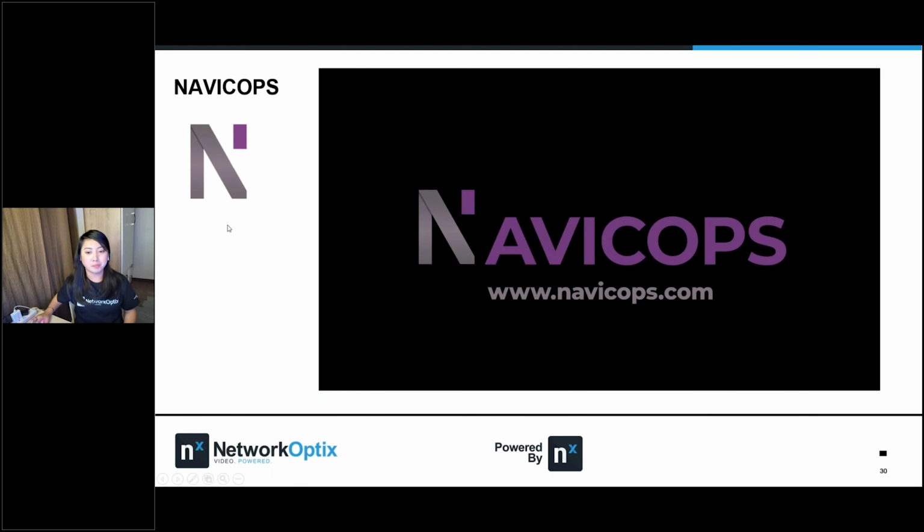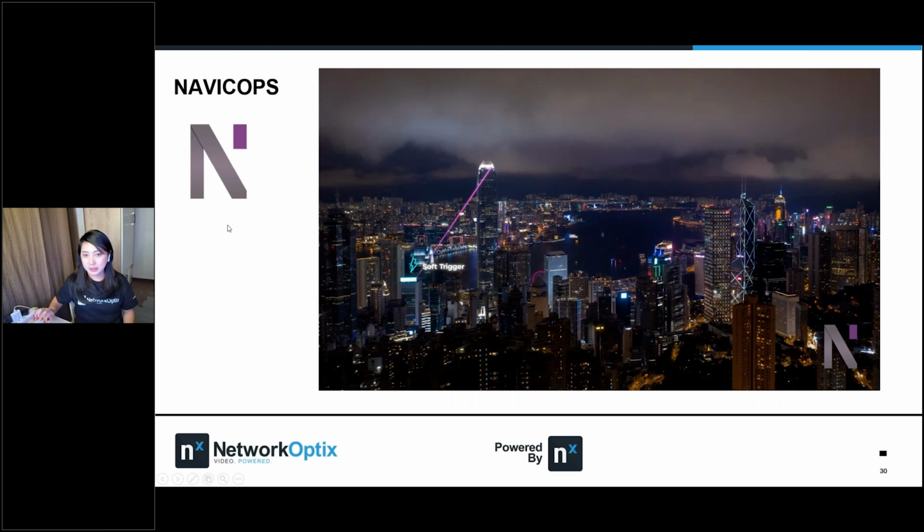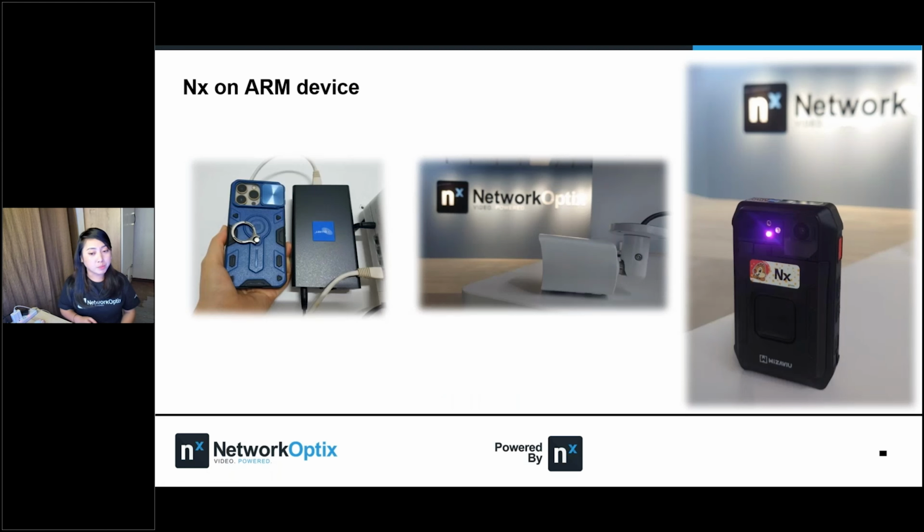So that is Navicops. Now we have the NX on ARM devices, like the portable AllNet server. This is an AllNet server, and I have one installed here in our home. I use this, and I don't really mind about the storage because it has storage built in, and then it is NX embedded. And now this is a camera with NX embedded as well.